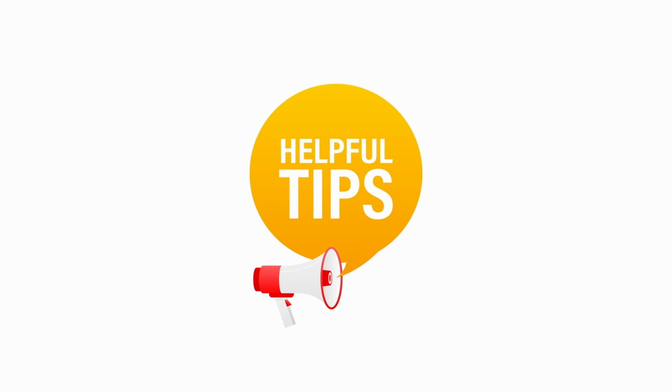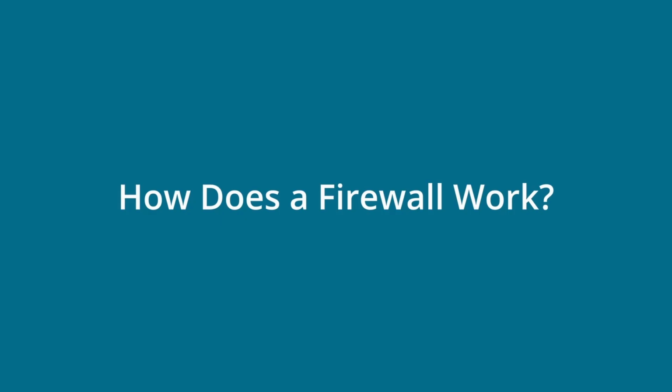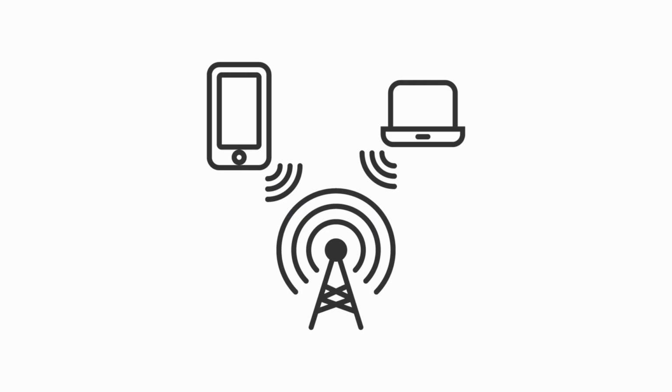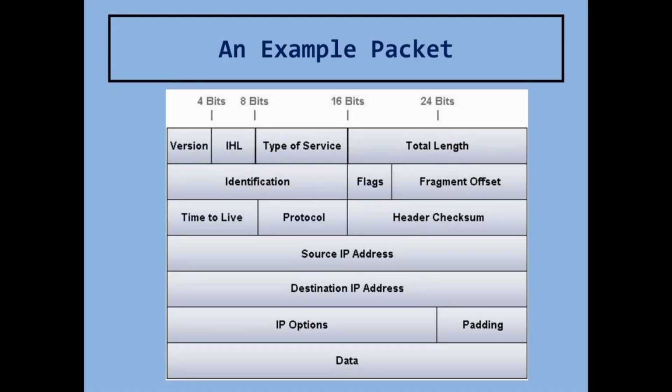So let's review how a firewall works. When two devices talk to each other over a network, they do so by sending packets to each other. These packets contain the data that two devices are trying to exchange. However, these packets also contain additional information, such as the source and destination IP addresses, the port numbers that are being used to communicate, and the protocols being used.